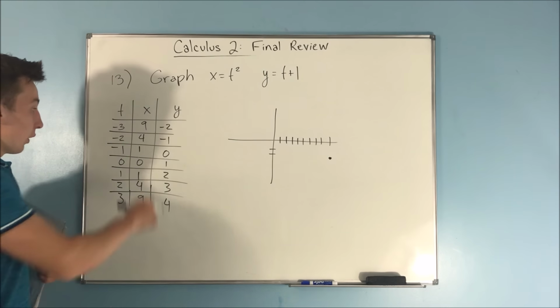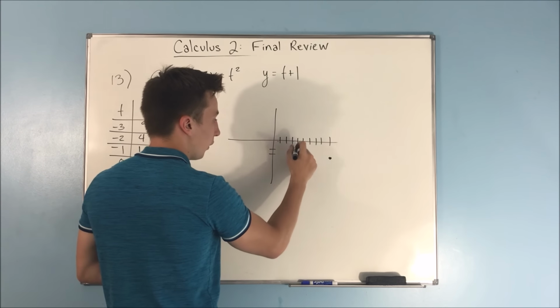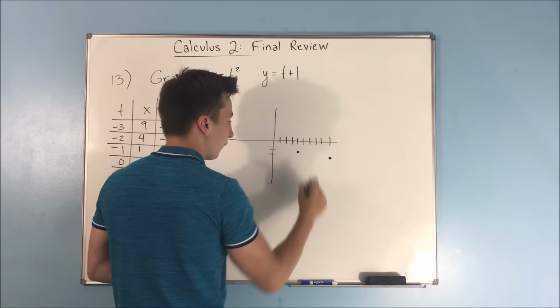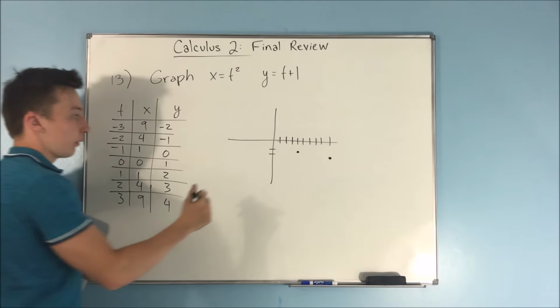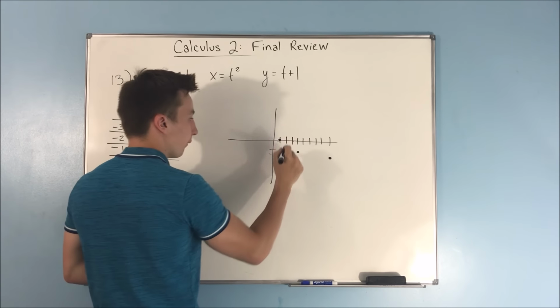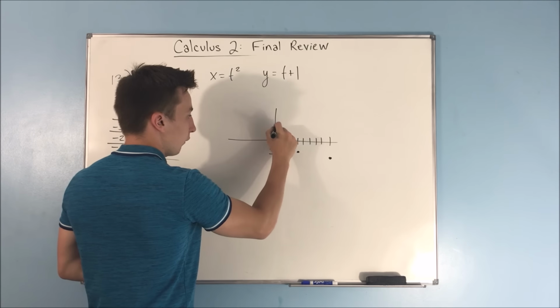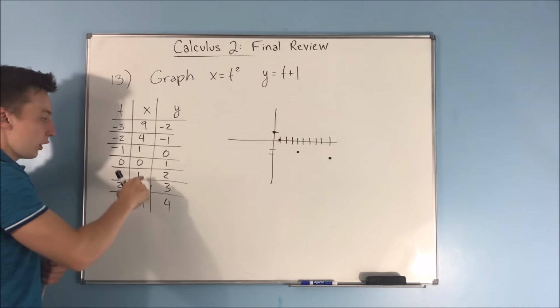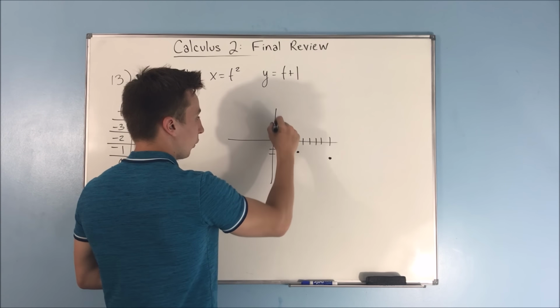Okay, now next you have a (4, -1). So 1, 2, 3, 4, -1. Next you have a (1, 0). So just right here. Okay, next you have a (0, 1). Right here. Okay, you have a (1, 2). That's going to be 1, 2.